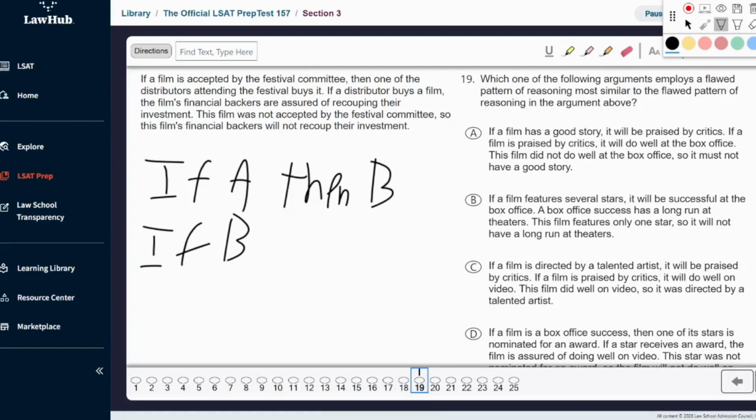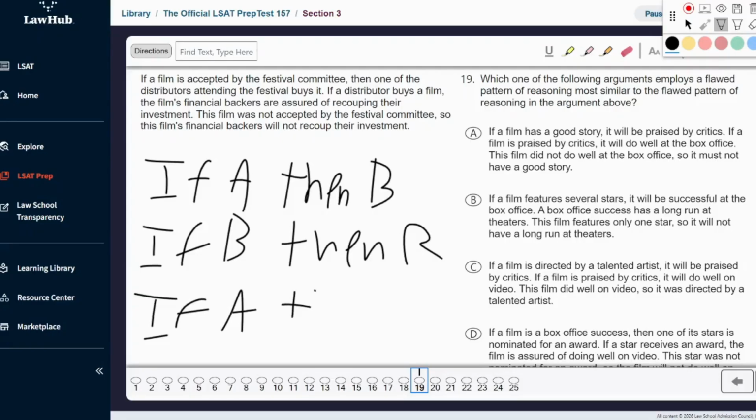So we have if A, then B. If B, then the film's financial backers are assured of recouping their investment. So if B, then R. We can basically say if A, then R, because if we have A, if it gets accepted, then a distributor will buy it. And if a distributor buys it, then the backers will recoup their loss. So if A, then R.